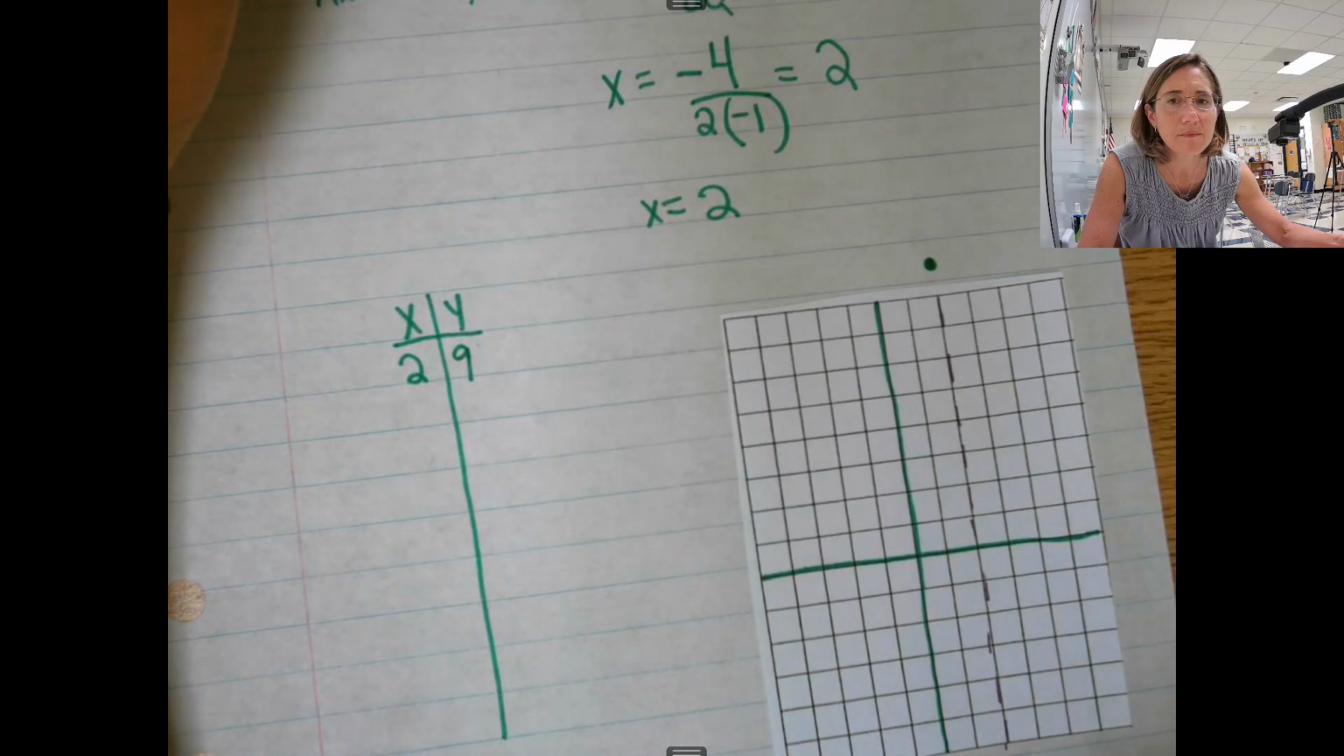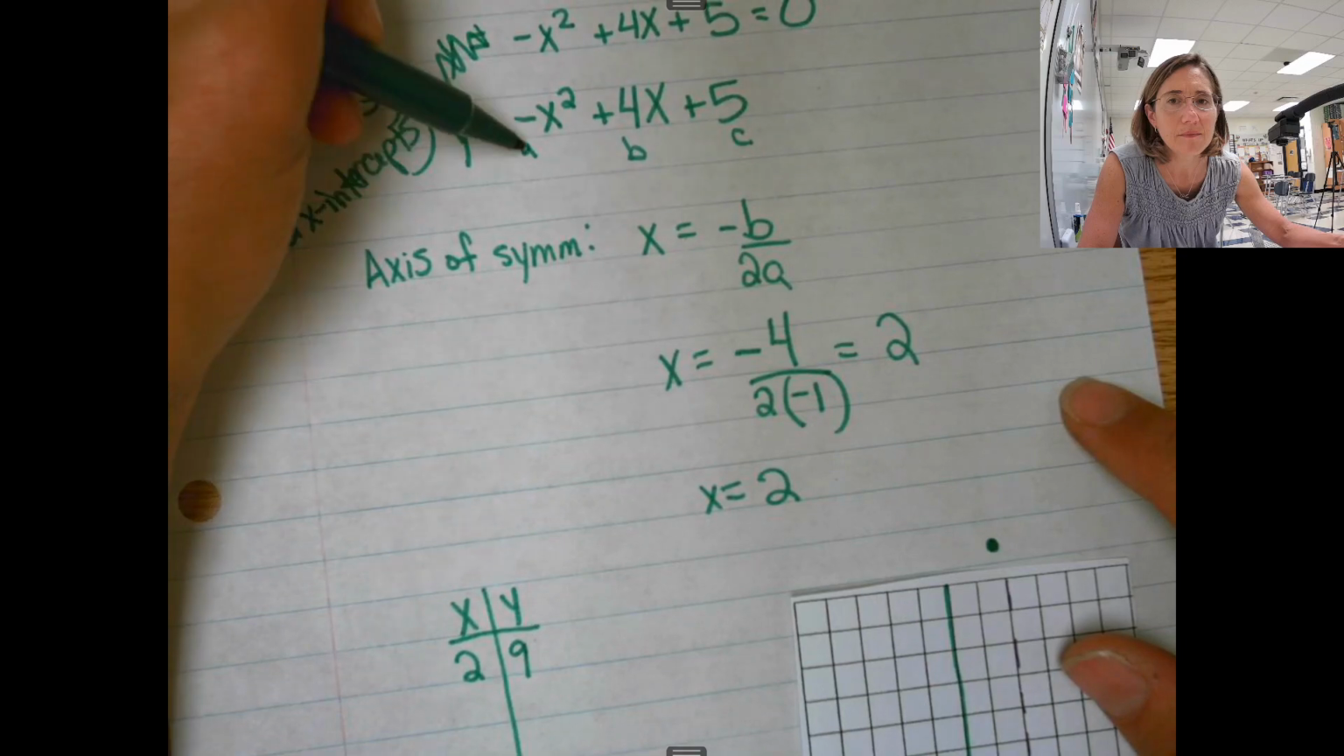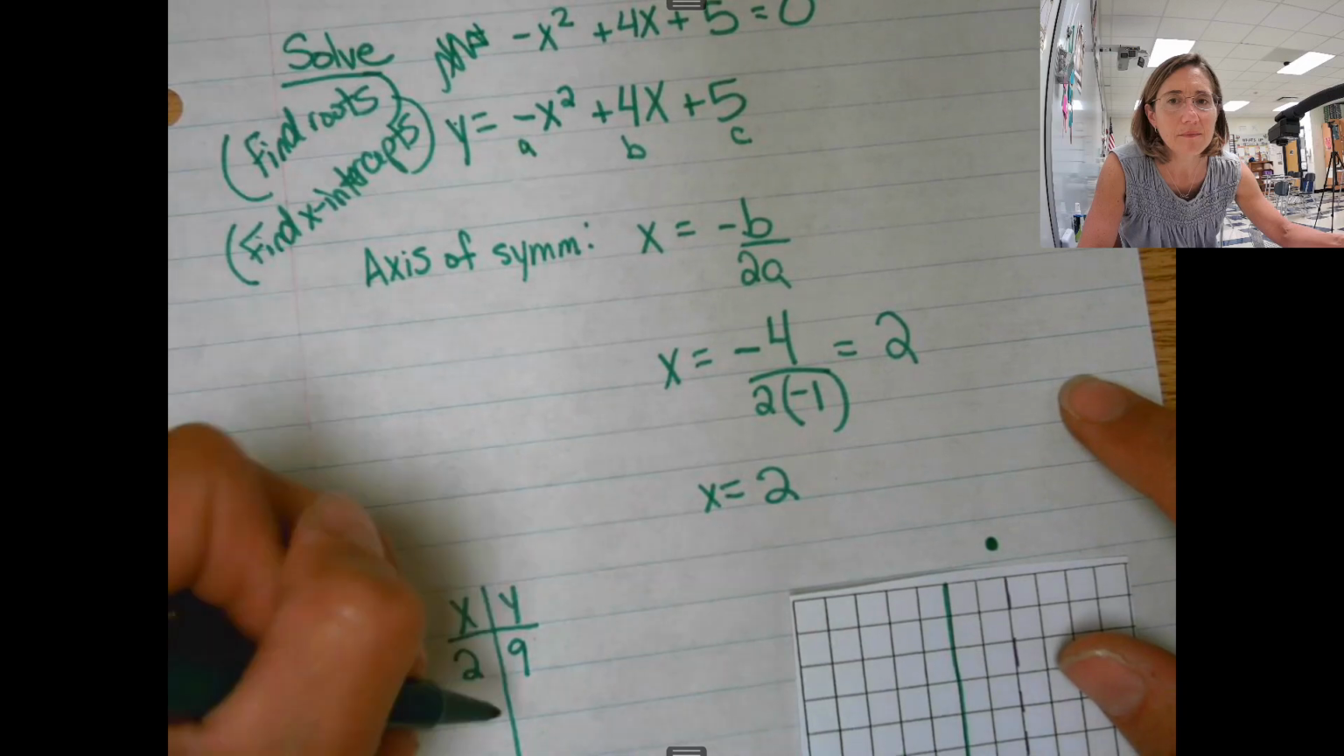I can tell that this one's going to face down. This is going to be a frown. How do I know that? Well, if I look at my a, my coefficient in front of my x squared, it's a negative, and that's going to make it frown. So I know it's going to go down from here. So let's get some other points.